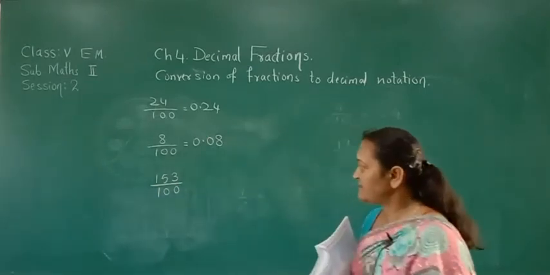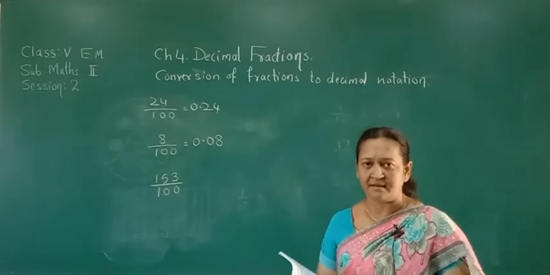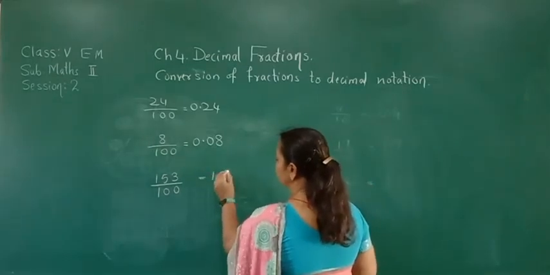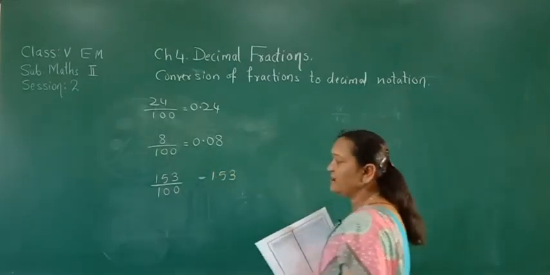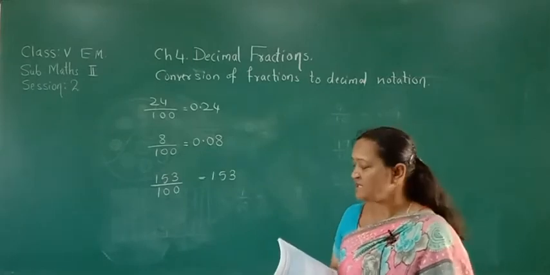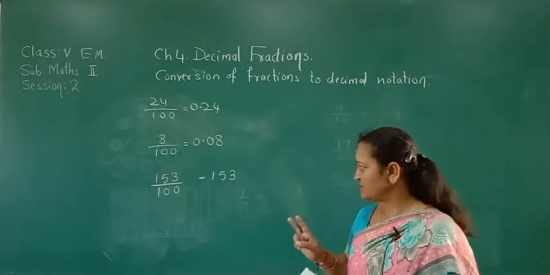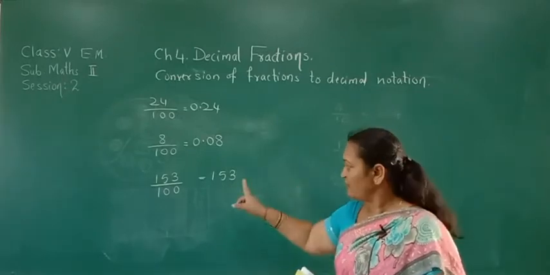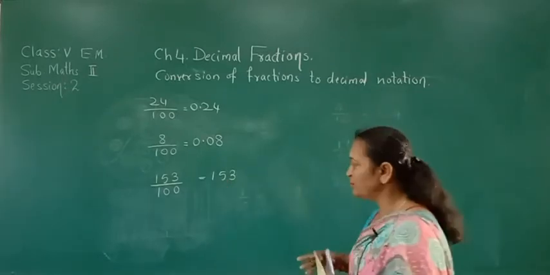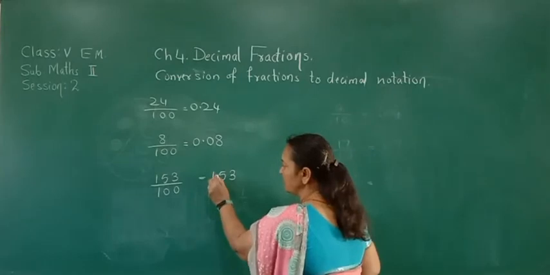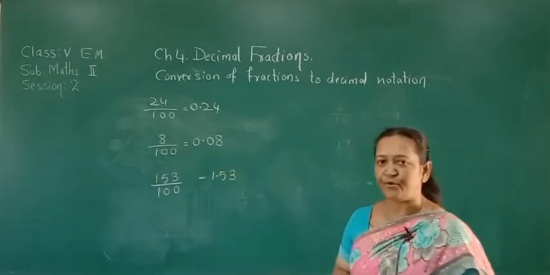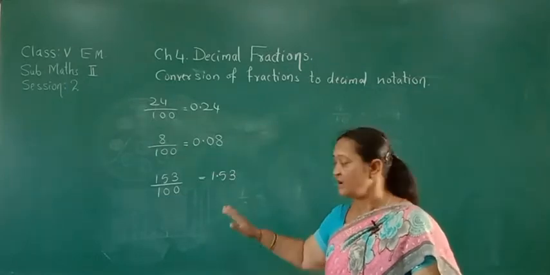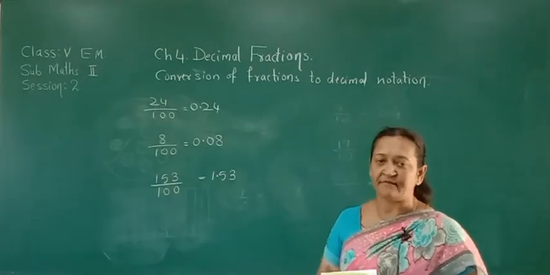Then suppose we have 3 digits, 153, and below it 100. So 153 by 100. Write the numerator 153 as it is. Then in the denominator, how many zeros do we have? 2 zeros. So from the right, count 2 digits, 1, 2, and then put the decimal point. So the answer is 1.53. So 153 by 100 you can write as 1.53.